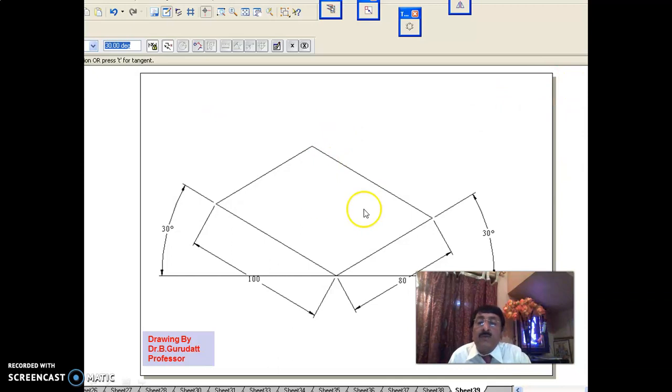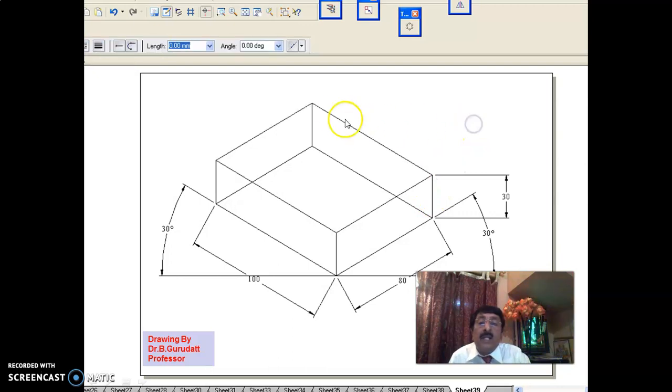Okay, anyway. Now, draw a 100 by 80 rectangle. This is 30 degree. This is 30 degree, I have shown. This is the rectangular prism base. Now, you go to height. 30 mm is the height of the rectangular prism. Take 30 here, 30 here, 30 here, 30 here. In that way, your height has been completed. Now you complete this top surface also. Now the rectangular prism has been drawn.